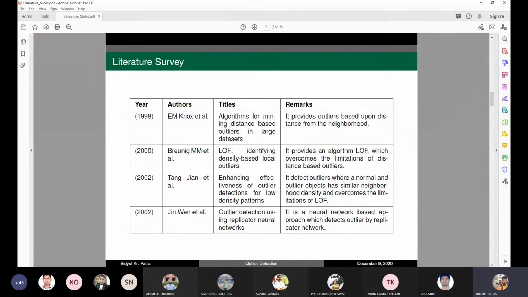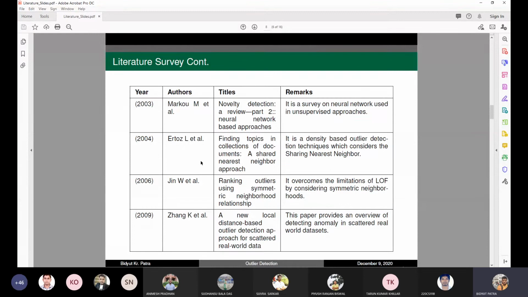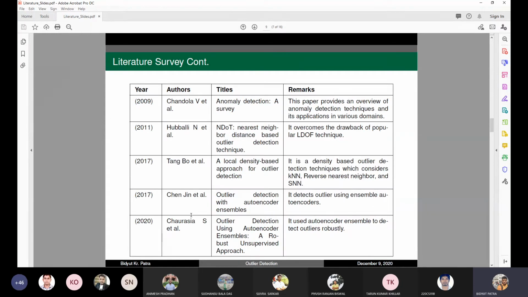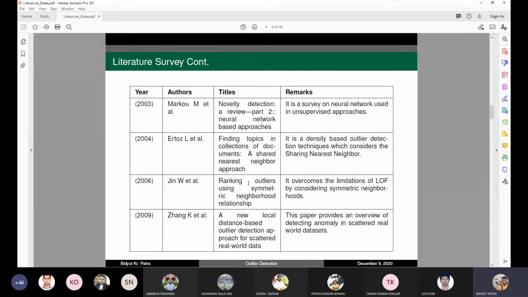I showed you the paper in the last class. Okay, so I'll share that paper along with this slide and the video. So we'll talk about Breunig's work now, and then we'll talk about the 2009 work that is quite similar to the LOF work, LDOF, and then we'll talk about symmetric neighborhood, that is in 2006, ranking outliers using symmetric neighborhood relationship. So this work we'll also talk about. Okay.